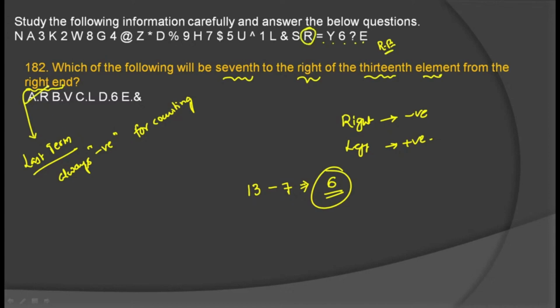Guys, directly, the last term in the question is always the negative. So in this question they have given it as right. That's why you just consider negative. If they have given it as left, you consider it positive. Why? Because we are counting from the back end.